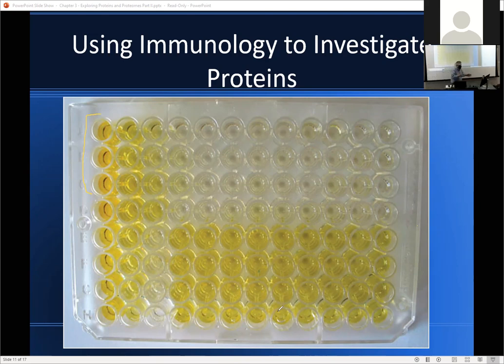It's fine. We can still read the yellow color just fine on the ELISA plate reader. Okay? And depending on the intensity of the yellow color, that'll correspond, in an indirect ELISA, to how much antibody is present, directed against the antigen.